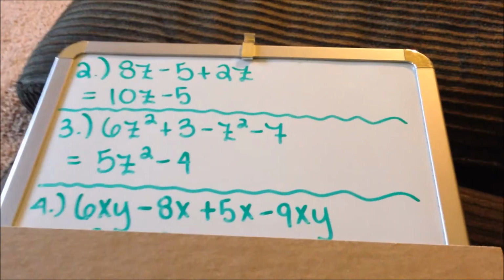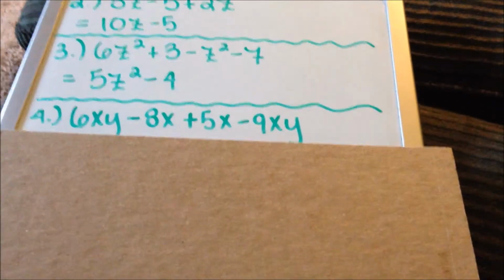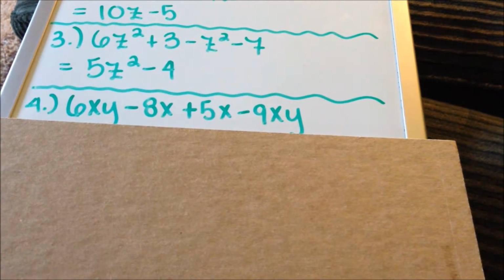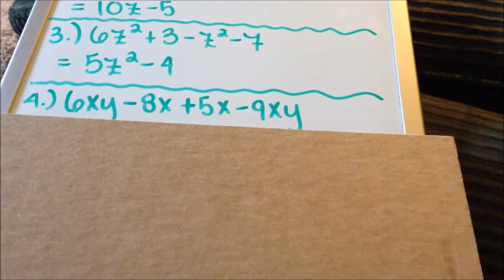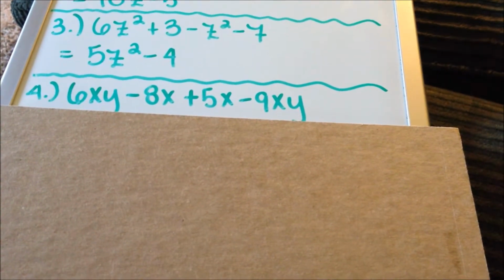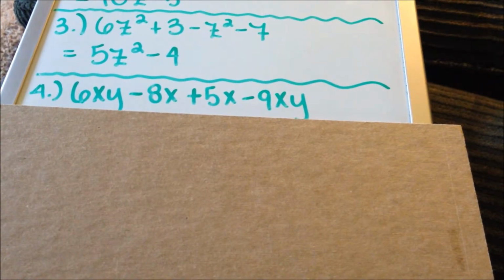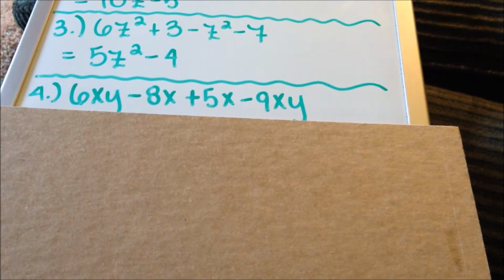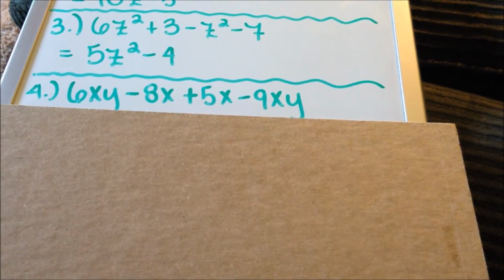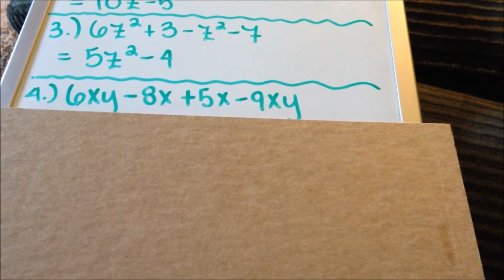Okay, number 4, 6xy minus 8x plus 5x minus 9xy. We have xy terms that are like terms, and we have x terms that are like terms. 6xy minus 9xy gives us negative 3. The xy stays the same.